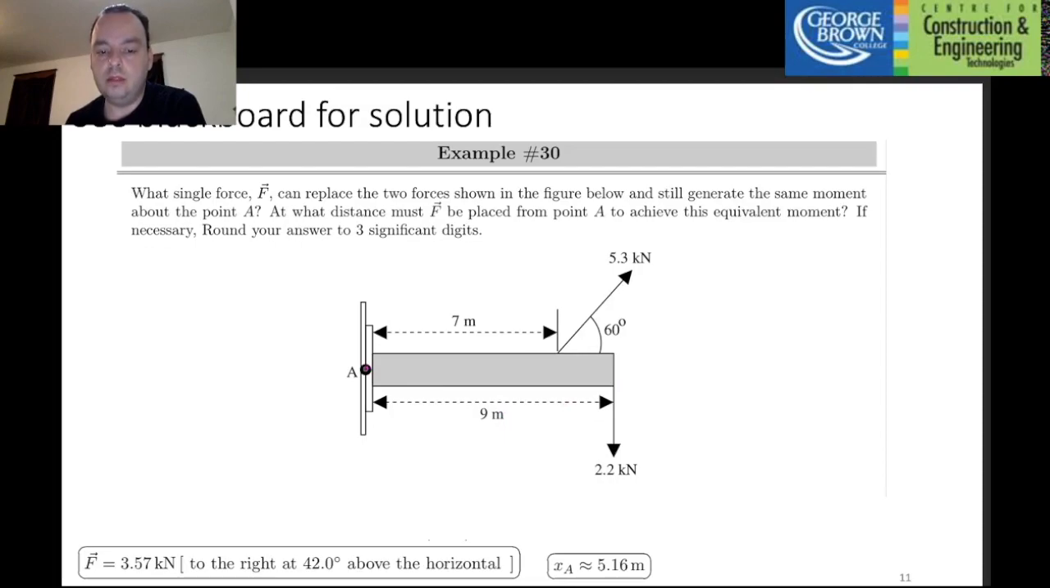And what that means is, how far do I place this force? Let's call that XA from A. And which way does it point? So is it this way, or this way, or this way, or this way, or is it up? Is it down? Can you decide or make a good guess of which one of these vectors would make sense?